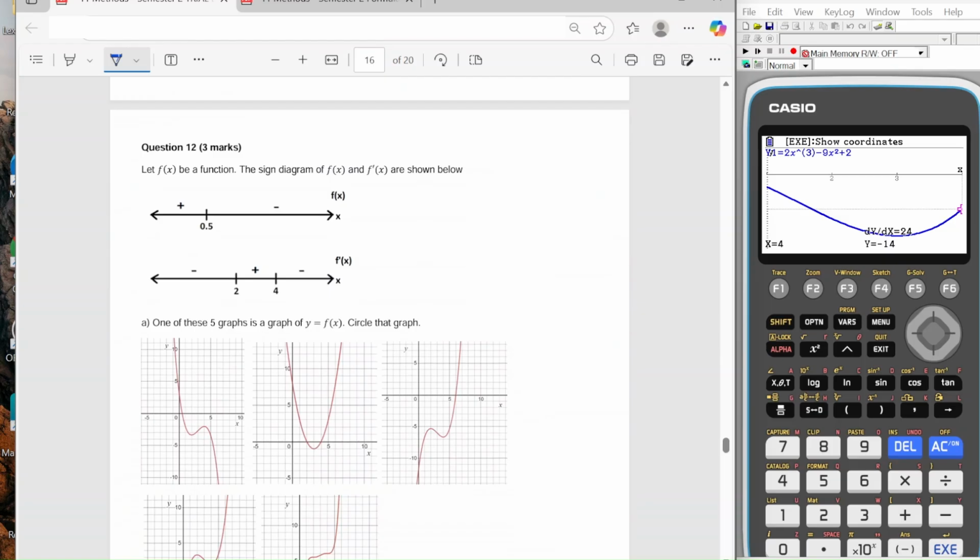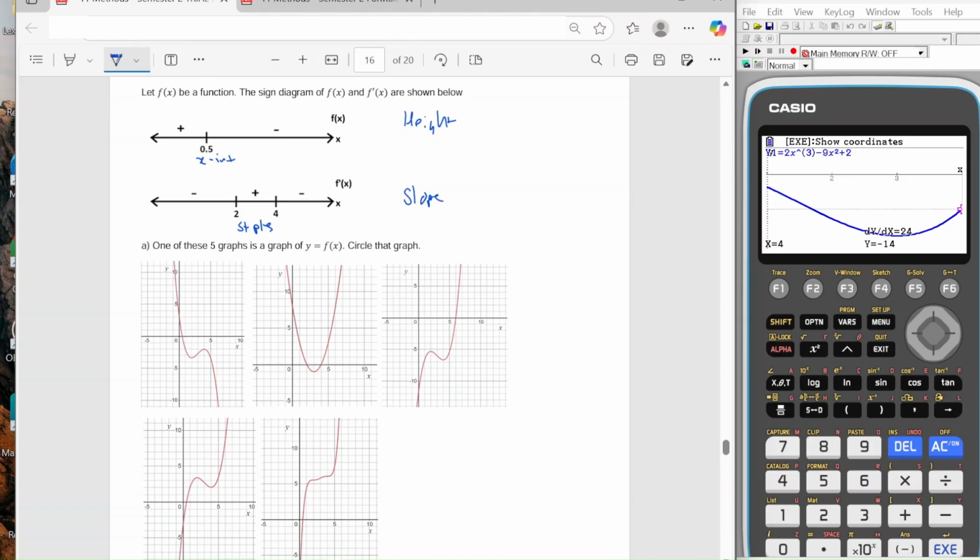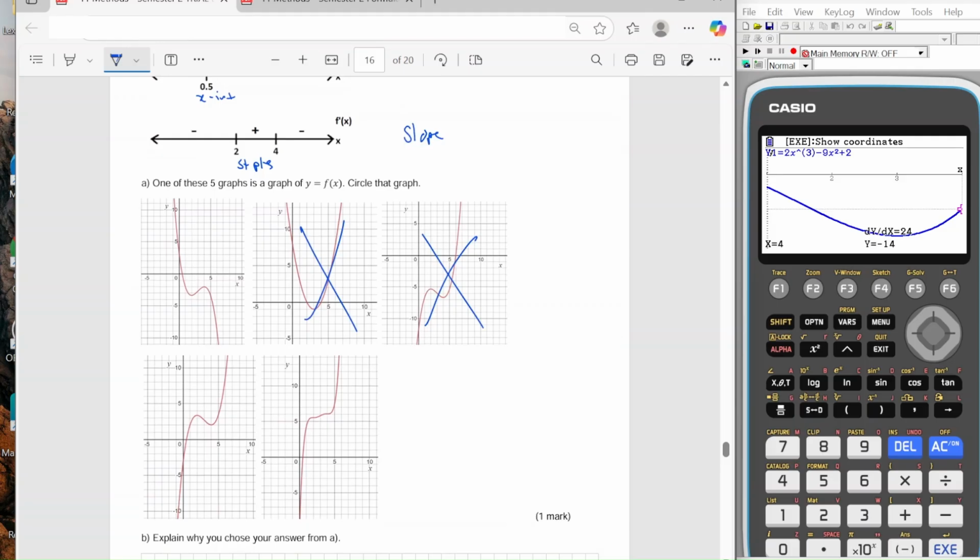Next, we've got a sign diagram. Remember that this means height, and that is an x-intercept. And this means slope, and that these are stationary points. So we're looking for a graph that has an x-intercept at 0.5. So immediately we can cancel out that one. So it's going to be one of these.